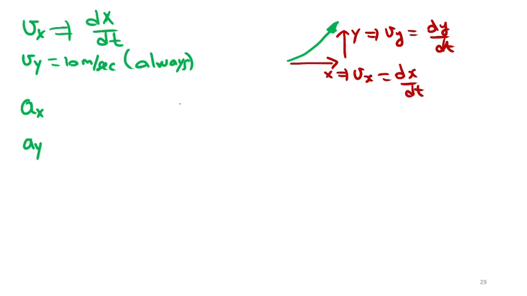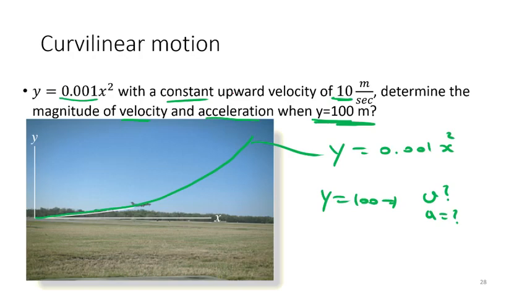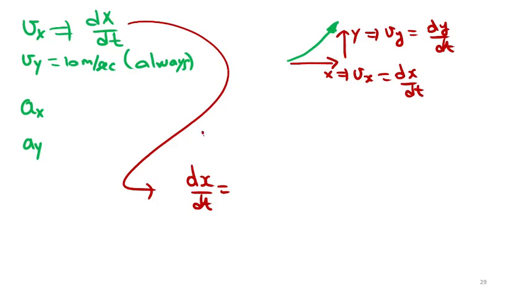Now let's try to solve it. To find dx by dt, we need to go back here. The question gives y as 0.001 x squared. It doesn't explicitly give us the change of x with respect to time, but it gives us y as a function of x. To find it, we will use the chain rule.